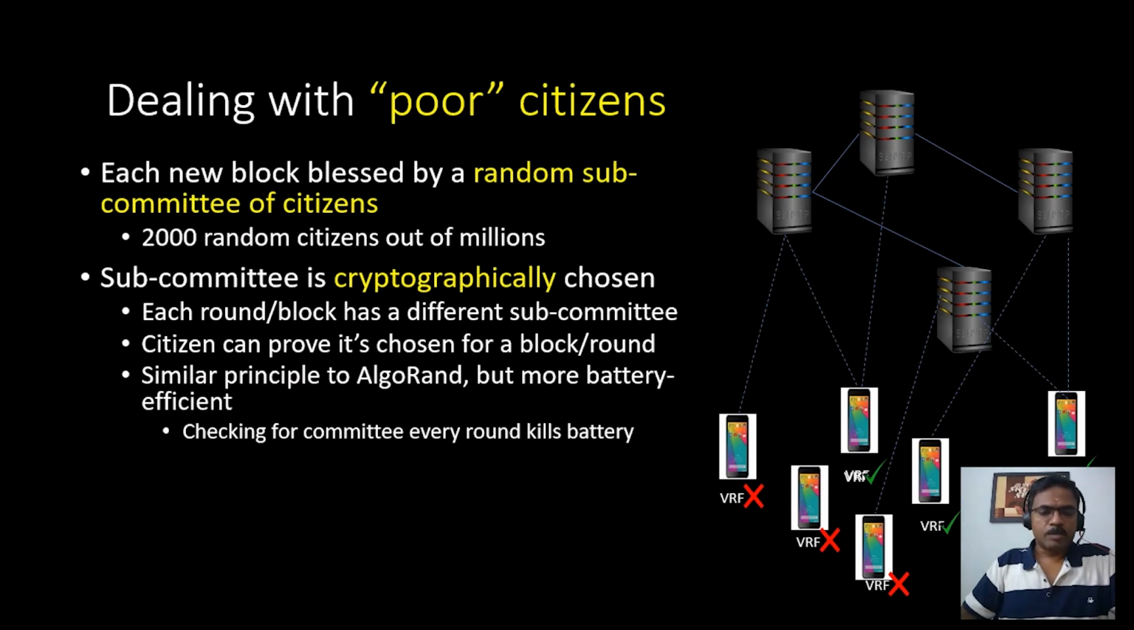Another challenge in Blockene is to deal with the fact that citizens are resource constrained. So a citizen cannot participate in validating every block that's committed, for example. So Blockene addresses this by vesting the responsibility of validating a block with a fixed random subcommittee of size, say, 2000 citizens. So a given citizen participates in only say 1 out of 1000 blocks. Now this subcommittee is cryptographically chosen so that each block gets a different random set, and a citizen once chosen can prove to other citizens that it's indeed chosen. And this is very similar to Algorand with a couple of modifications to make it more battery friendly.